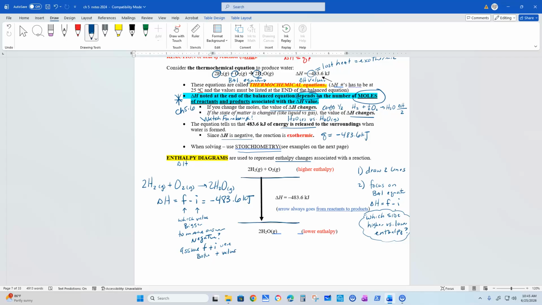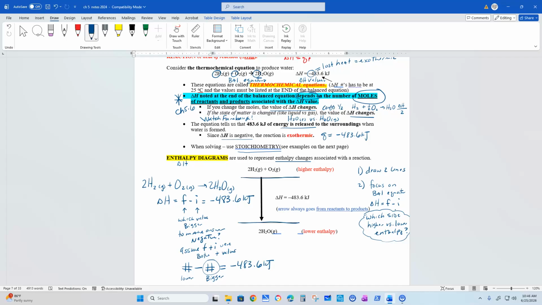I can have negative values if I want. We've seen that with Q and W. So let's assume that this is a positive value minus a positive value, and I got a negative 483.6. Which value has to be bigger to have a negative number? Well, a number minus a number became negative. That means my initial value had to be a bigger value, and my final value had to be a lower value to get this negative value.